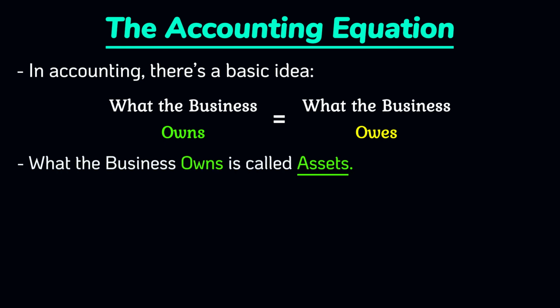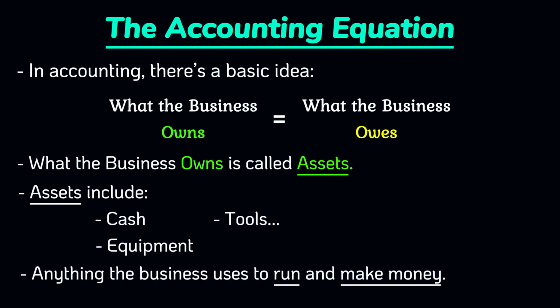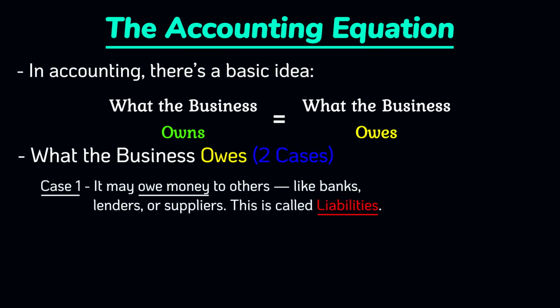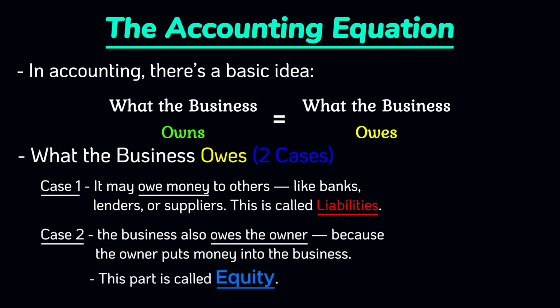What the business owns is called assets. Assets are things like cash, equipment, tools, or anything the business uses to run and make money. Assets tell us what the business has, what it controls and uses. What the business owes is explained in two ways. First, it may owe money to others like banks, lenders, or suppliers. This is called liabilities. Second, the business also owes the owner. Because the owner puts money into the business, this part is called equity. So together, the business owes the outside people, which is called liabilities, and the owner, which is equity.